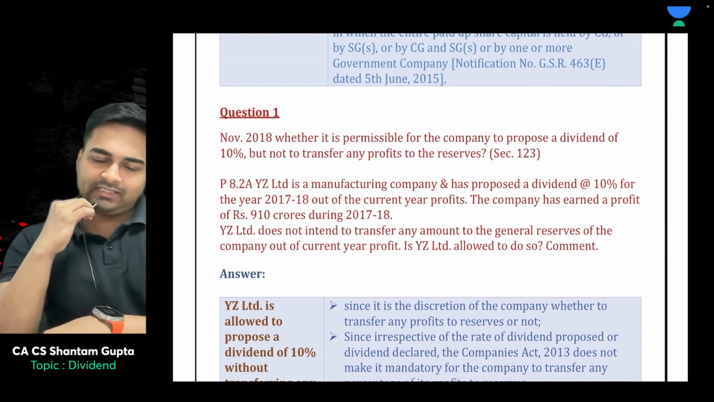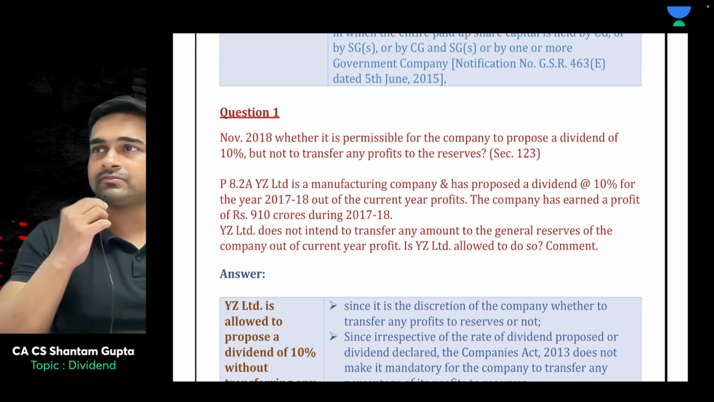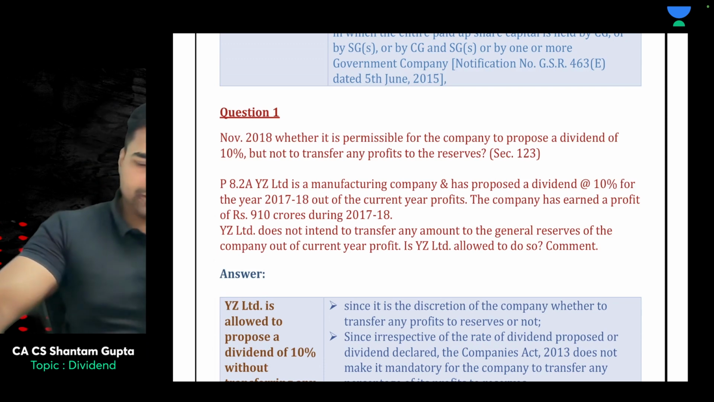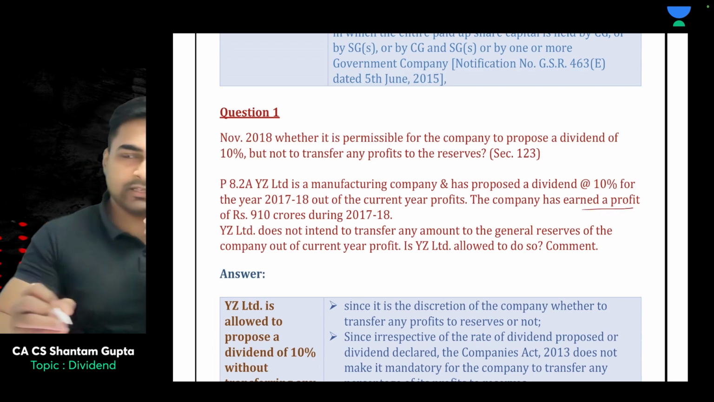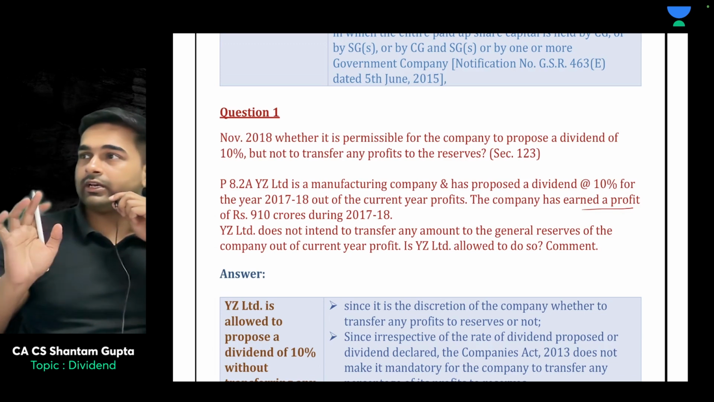Now tell me one thing. They have said that there is a dividend of 10%. Do I need to check any limits? Exactly, because it has declared a profit in the current year. Very nice. If it wouldn't have been a profit, then we would be looking into things.